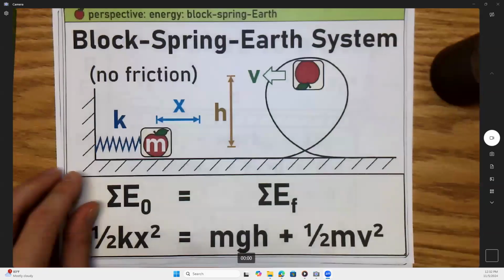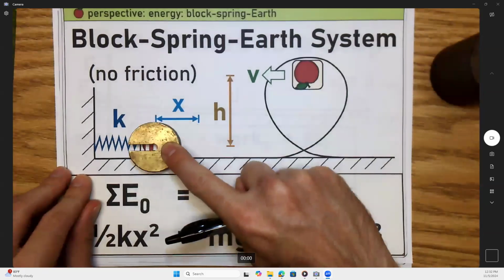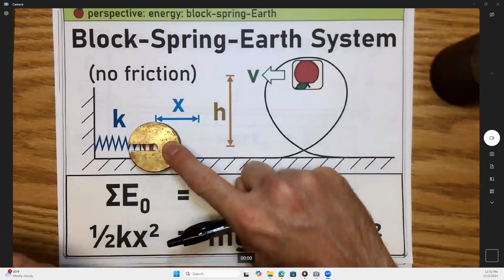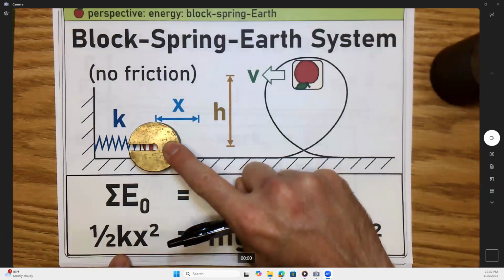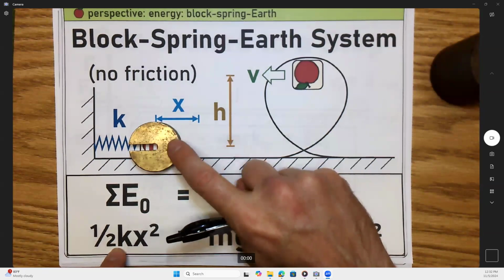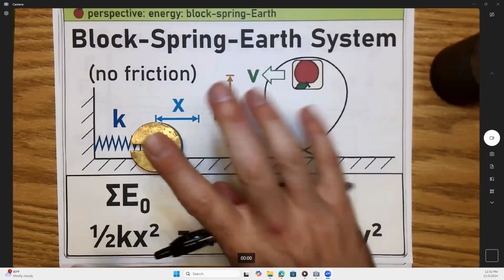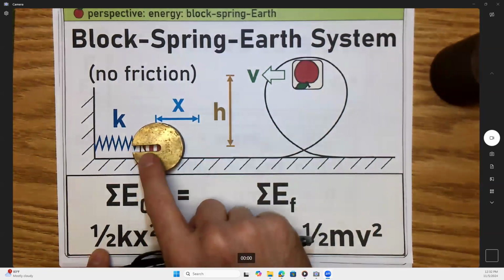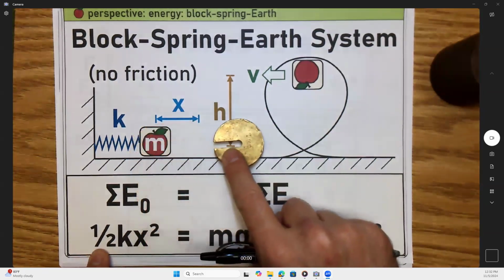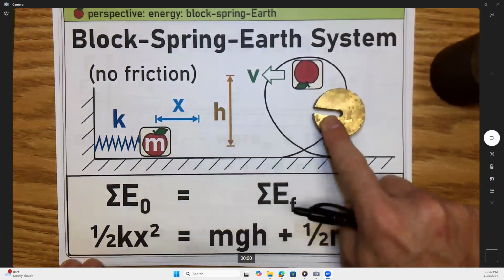So, recap this one. I take a mouse and squash it against the spring. Guys, how much work did it take to compress the spring? 1/2 kx squared, if I know k, the spring constant, and x, how much I squashed it. Then when I release it, pow! All that energy from the spring now goes into the object. Now it has energy of motion, and it's going up around the loop.